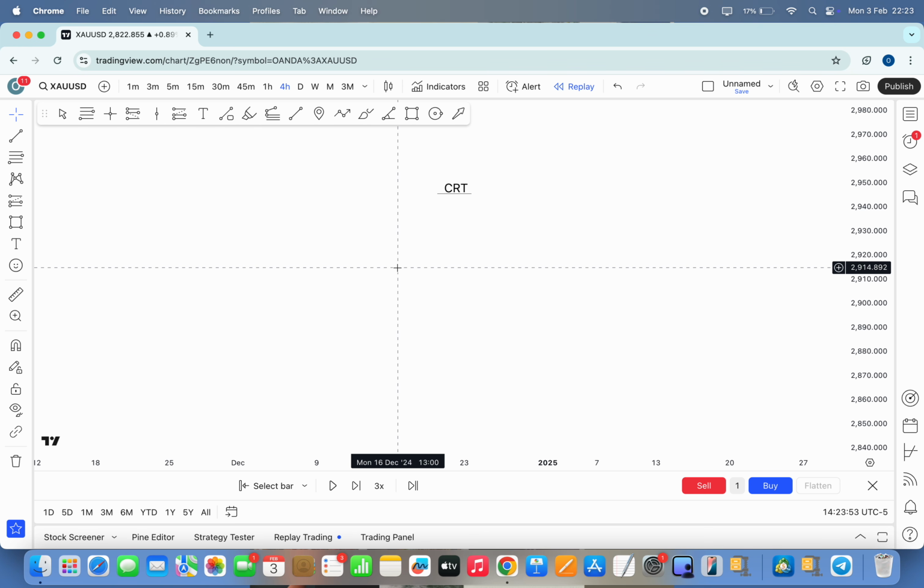In this video today we're going to talk about CRT, candle range theory. This is a model most people use and make millions out of. So I'm going to share this idea with you, and make sure you have a pen and paper to note down every important thing I'm going to say.